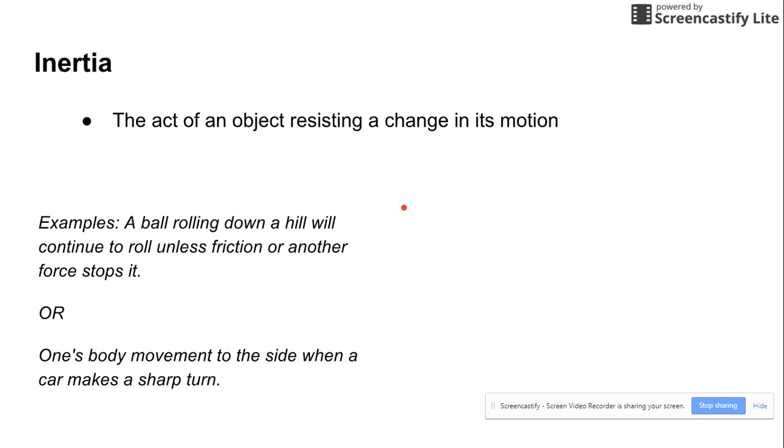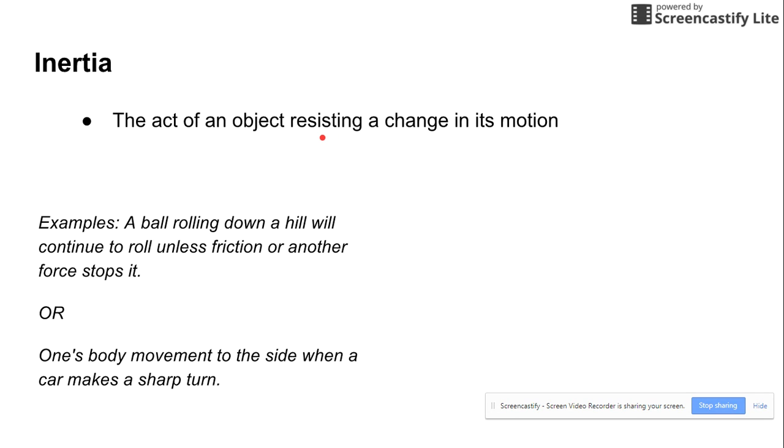Okay, very first word that we're going to do today is inertia. Inertia, which is the act of an object resisting a change in its motion. Resisting means that you do not want to do it.